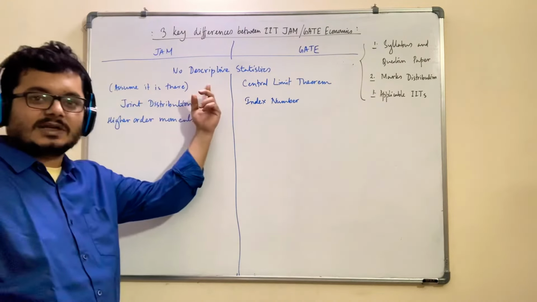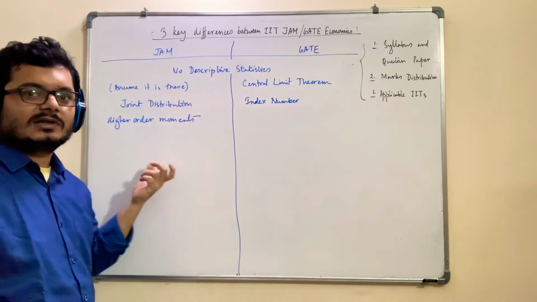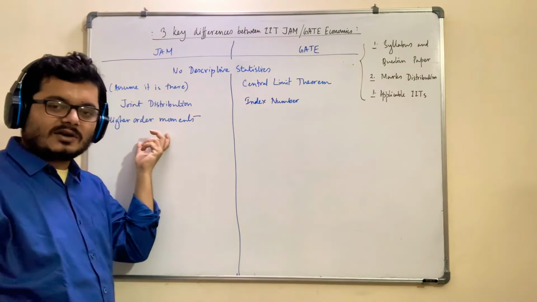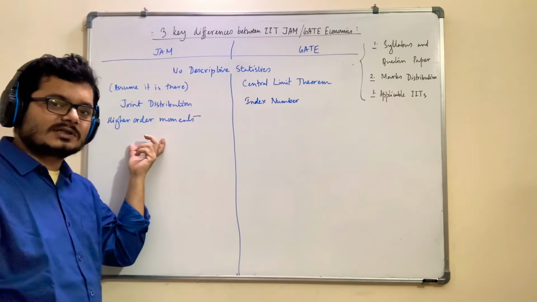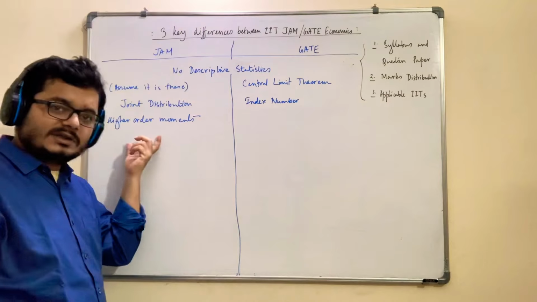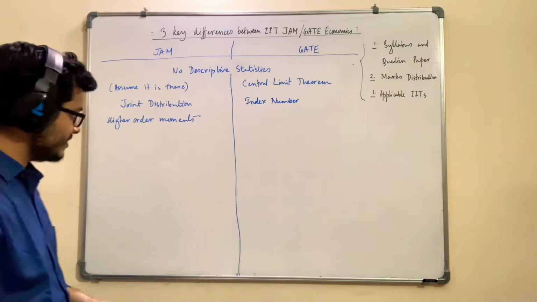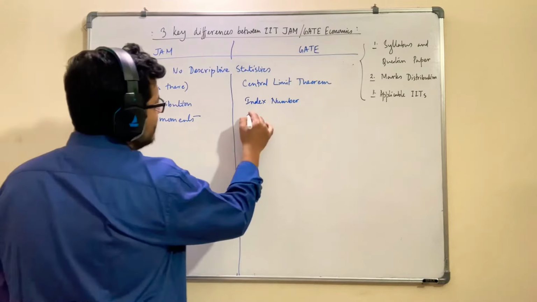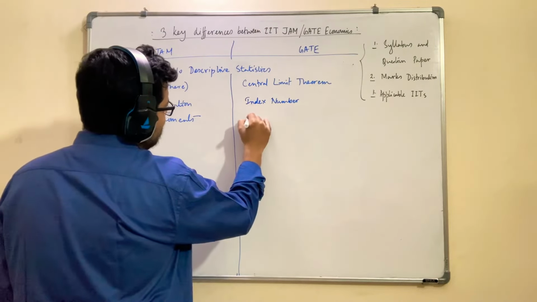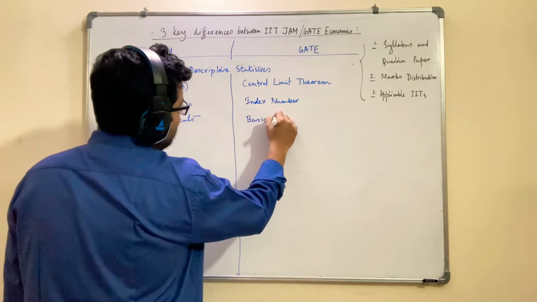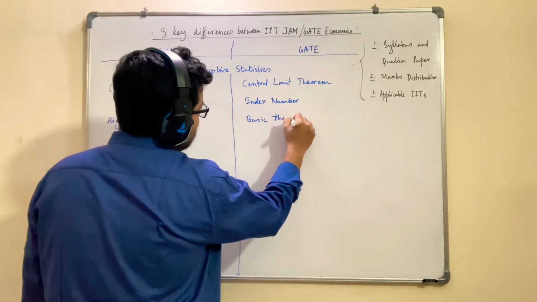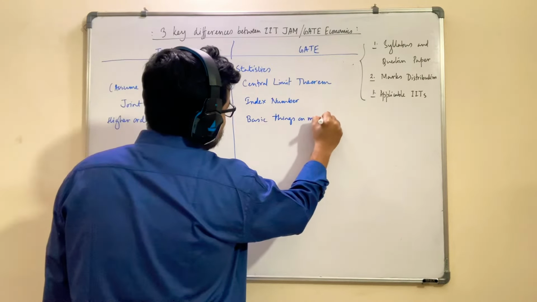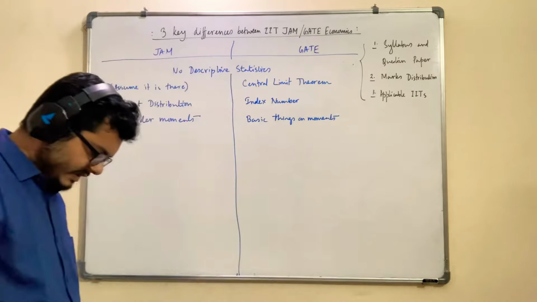We said descriptive statistics is not there. So when we are saying higher order moments, that is skewness and kurtosis, we are talking about probability distributions and joint distributions. Here when it comes to moments, skewness, they ask very basic things. So let us write basic things on moments.